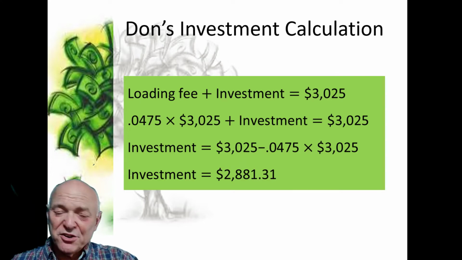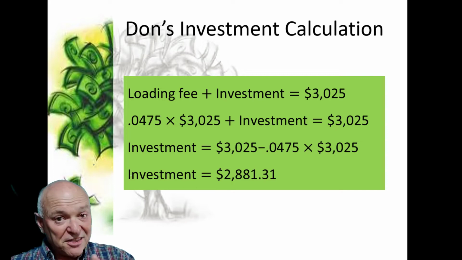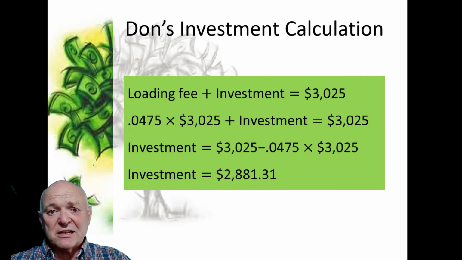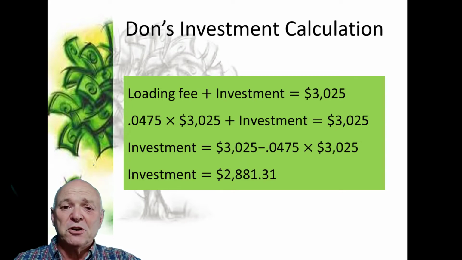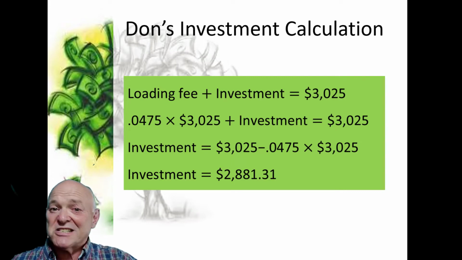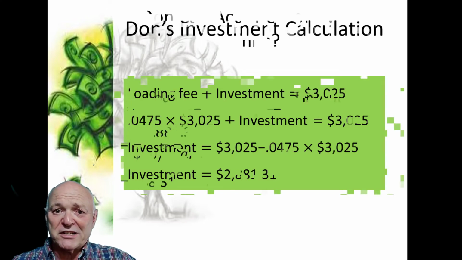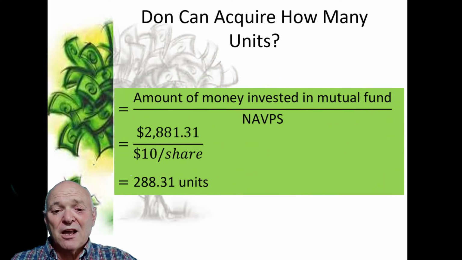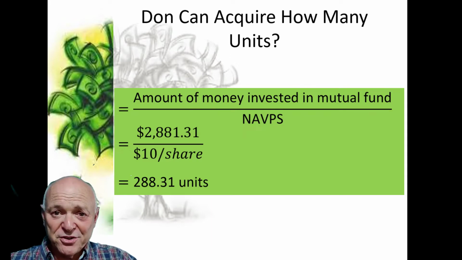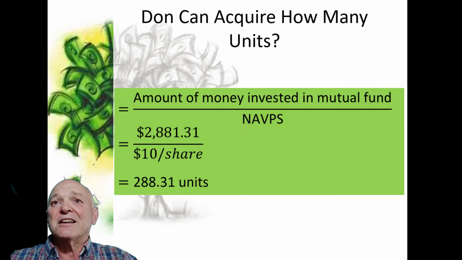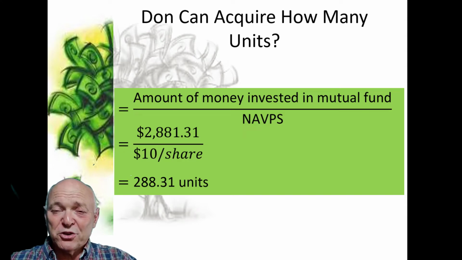He's going to have to make $150 to break even. That's quite important because that means that depending on the type of investments that the fund has made, it might be a matter of several months, perhaps even a year, before Don is going to break even on his investment. So his money is essentially going to be tied up in all practical senses. How many units can Don acquire for his $2,881? Well, at a net asset value per share of $10 per share, he can have 288 units with a little bit of change.